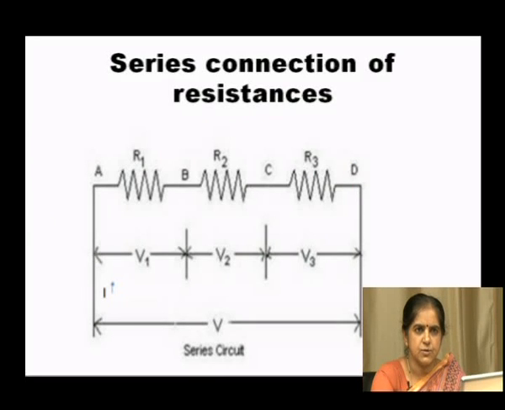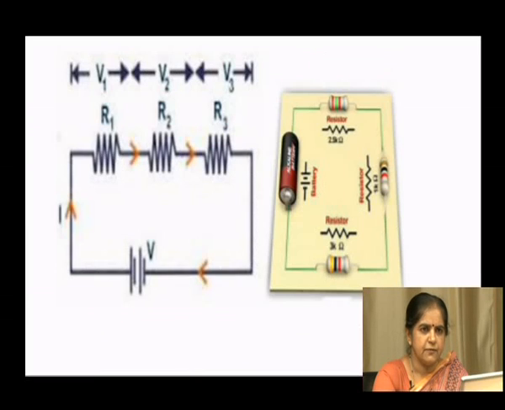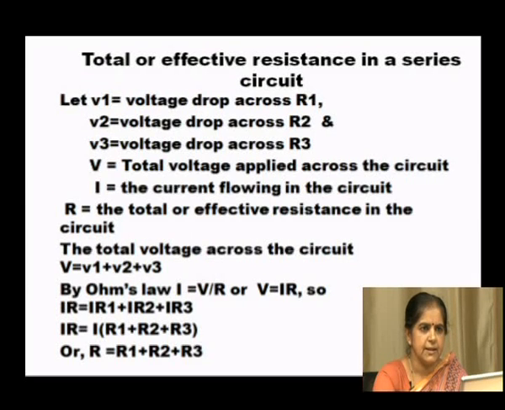So, this circuit shows the series connection of resistances, and I have already explained the series connection of resistances. In the series connection, the effective resistance is given by the equation R is equal to R1 plus R2 plus R3, if there are 3 resistances.